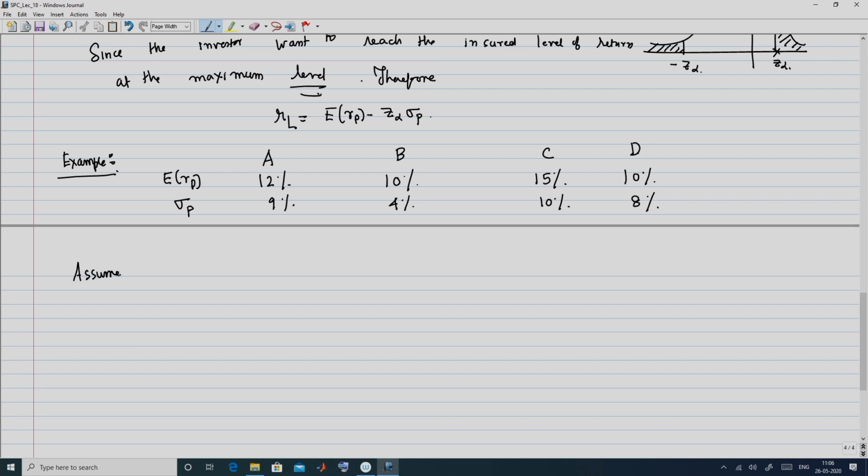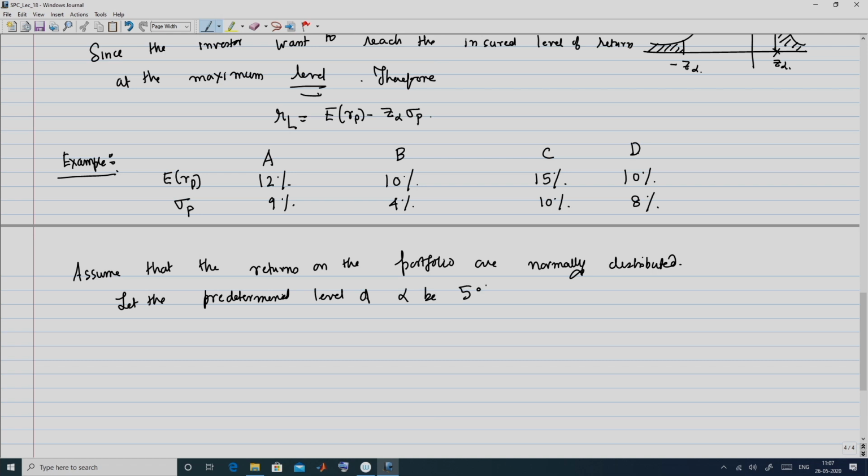Now we assume, and again this is for illustrative purposes, and this argument can be extended to any distribution that can be specified using mean and variance, that the returns on the portfolio are normally distributed. Now let the predetermined level of alpha be 5%. This means that you want to find your RL to be as large as possible, while at the same time ensuring that the probability of the return of the portfolio being less than this level RL is less than or equal to just 5%.